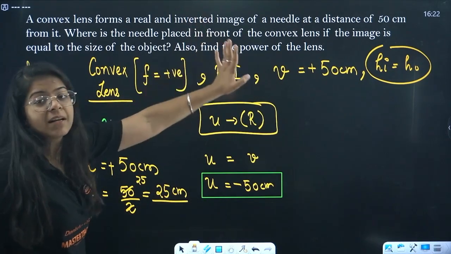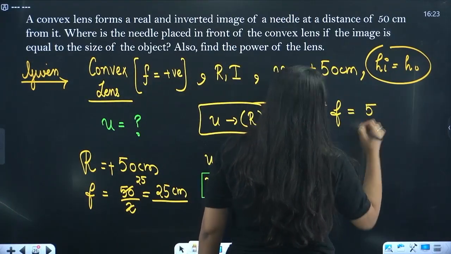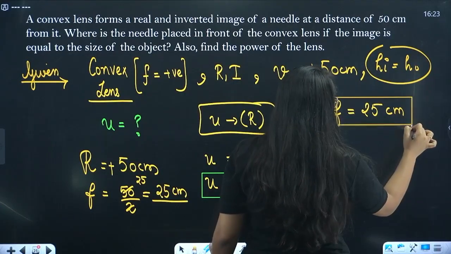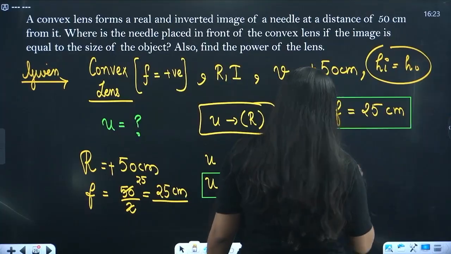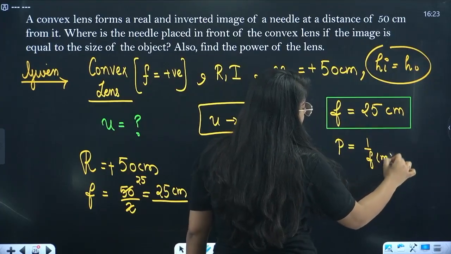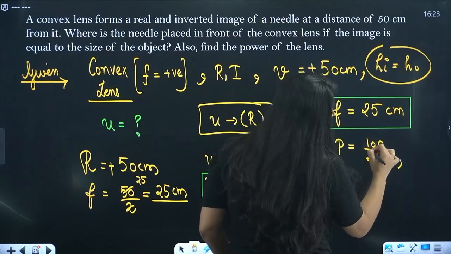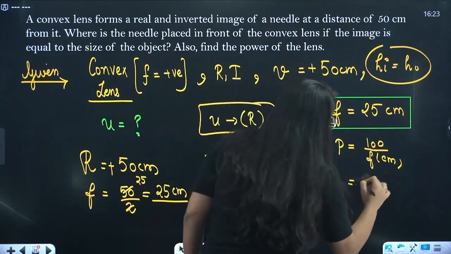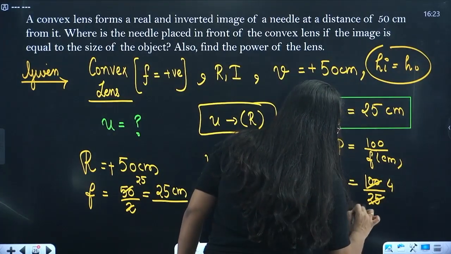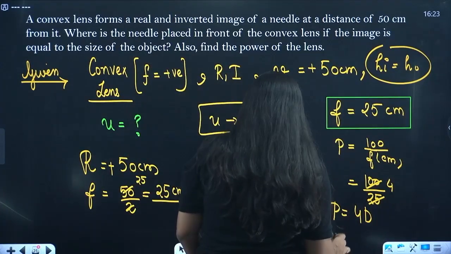We have to find the power. That's why we are finding the focal length. So the focal length comes out to be 25 centimeter. And beta, what is the formula of power we just studied? We studied that power is equal to 1 by focal length. But that's the case for meters. We have it here in centimeters. So what will we do? With centimeters, that means 100 divided by F. Remember this formula. And 100 divided by 25 is simply 4. So power will be 4 diopter.